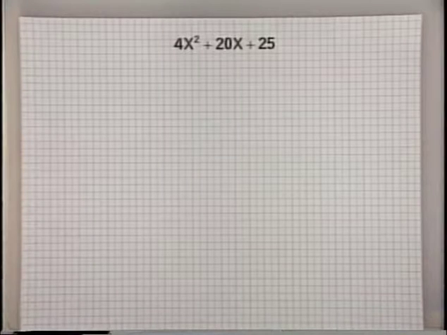4x squared plus 20x plus 25. Looking at this problem, I do not have a common factor. So I will move down, counting terms. There are three terms. This is a trinomial. The first thing I should check for is to see if this is a perfect square trinomial.